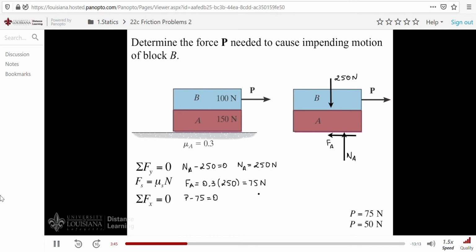That compares with 50 from the previous situation, where block B slipped on A. Well, the answer is 50 newtons, because as P gets larger and larger, it reaches 50 newtons, causing this slipping, before it can reach 75 newtons to cause both blocks to slip.